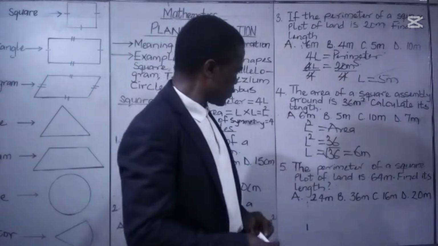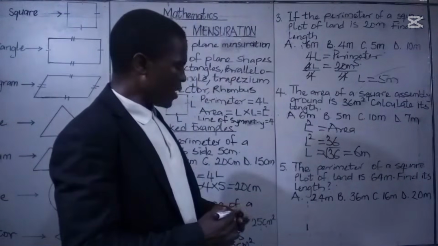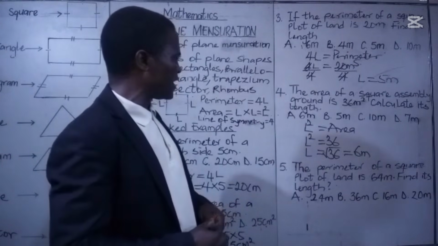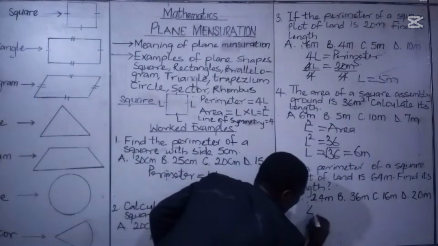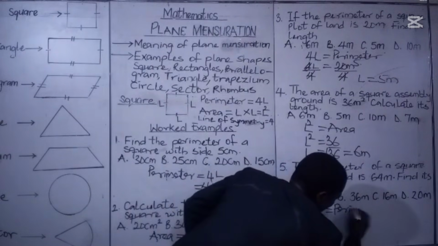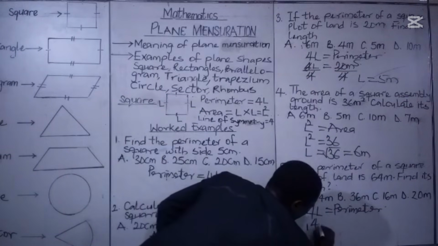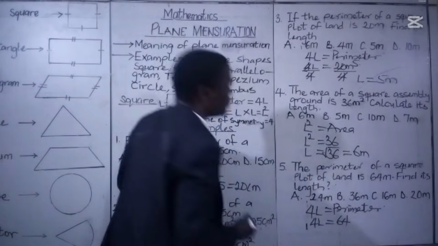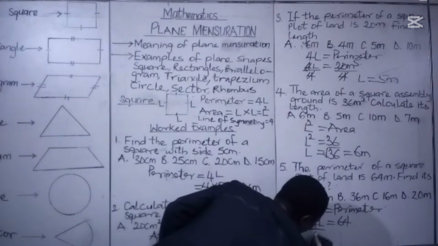The perimeter of a square plot of land is 64 meters. Find its length. Here also, we're going to say 4L is equal to perimeter. That is to say, 4L is going to be equal to 64. Then we are going to divide both sides by 4.